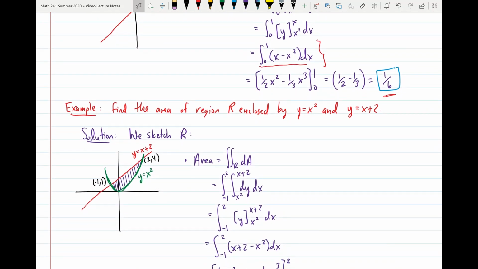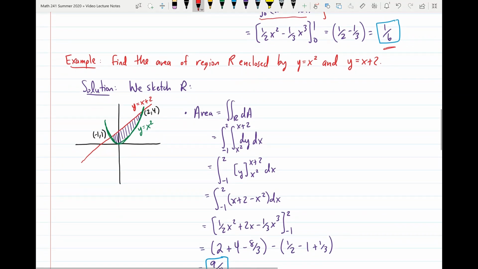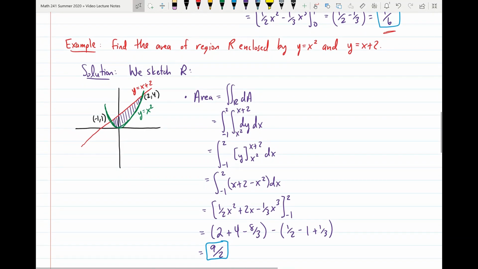Okay, so now on to the second example here. Let's say that we want to find the area of the region R that's enclosed by y equals x squared, a parabola, and the line y equals x plus 2. Well, again, like we always do, we're going to sketch the region R first. So I have the sketch over to the left.